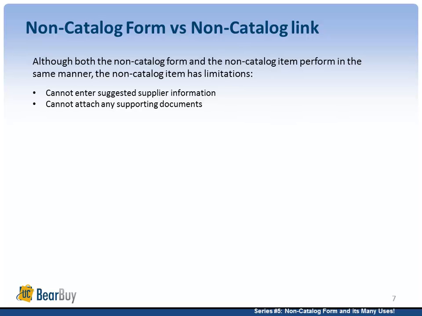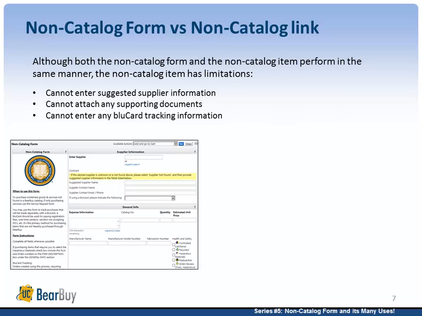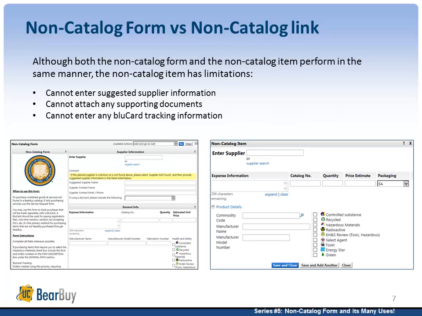You'll also be unable to attach any supporting documents via the non-catalog item. You're also unable to enter any blue card tracking information on the non-catalog item. So as you can see, the non-catalog form has additional fields where you can enter a lot more information that you can't on a non-catalog item. This is why we don't recommend using the non-catalog item when needing to purchase goods that are not found on the BearBuy catalog. Instead, please use the non-catalog form.